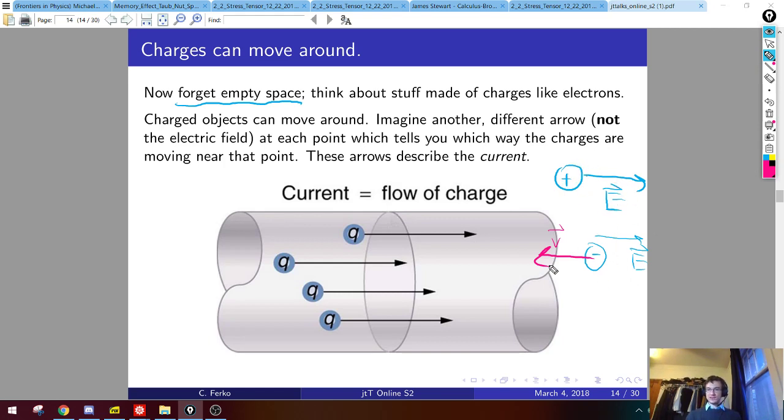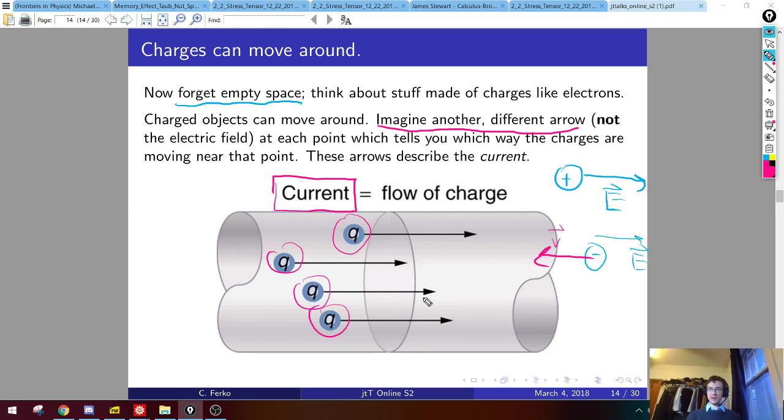So if there is a non-zero electric field present in some material, the charges will move, and the aggregate effect of charges moving in some direction is something called current. So for the rest of the talk, I'll ask you to think of a second arrow. Imagine another different arrow besides the electric field at each point inside a material, which is telling you the direction that the charges are moving in aggregate, right?